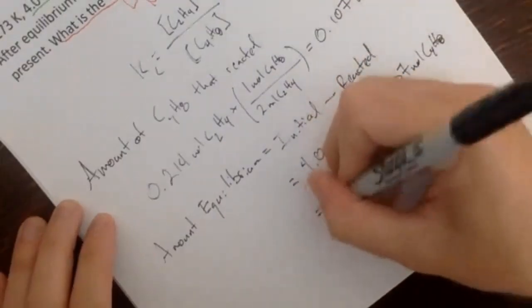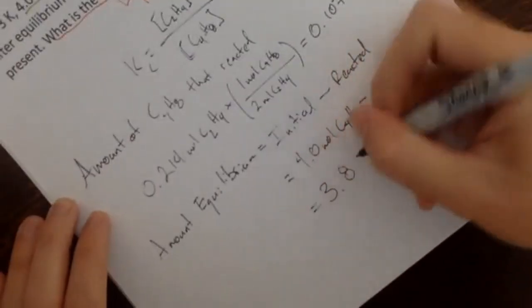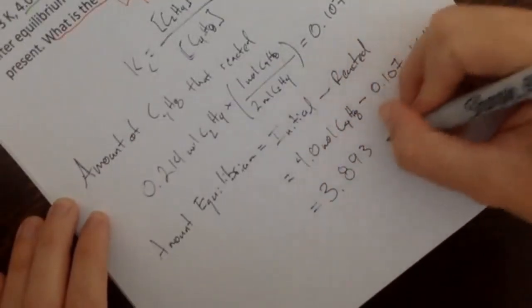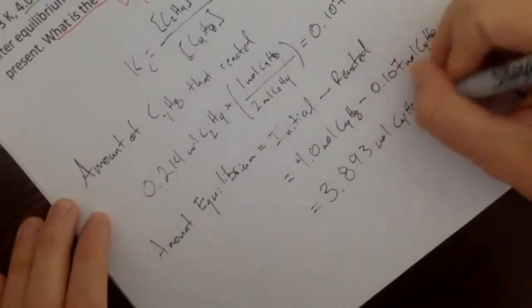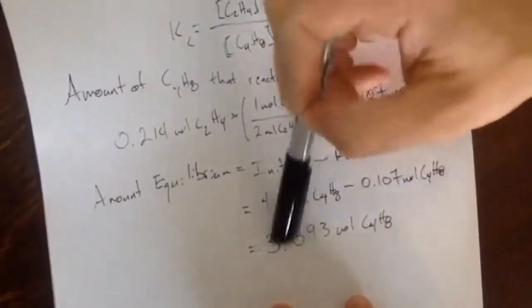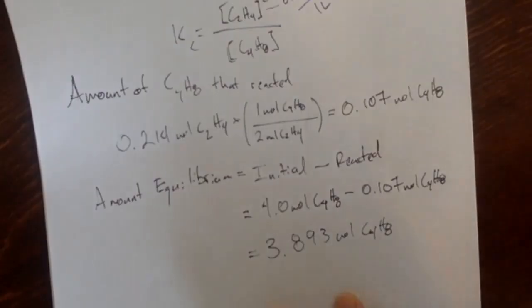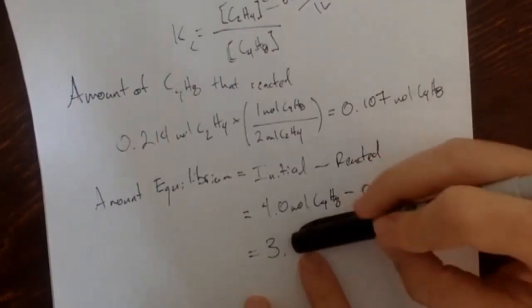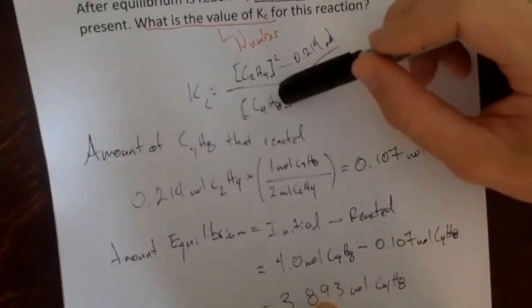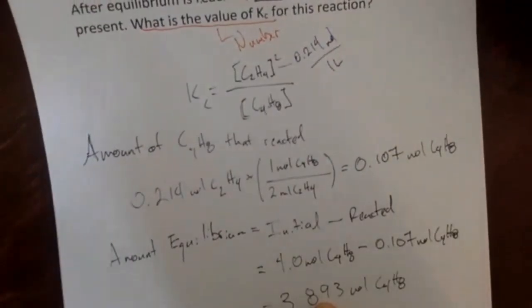So at equilibrium, I'm going to have 3.893 moles of C4H8. I put 4 moles into the box, some of them reacted, leaving some amount left over. And this value, 3.893, is what I can plug into my Kc equation. That's the amount of C4H8 that I want to put into my Kc equation.